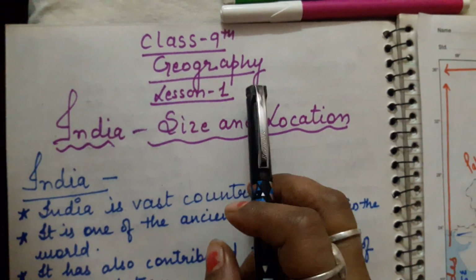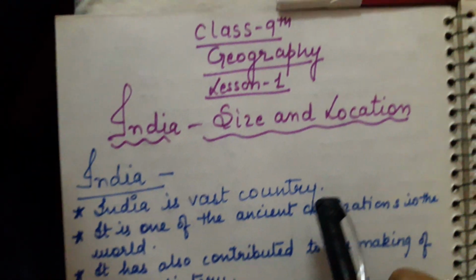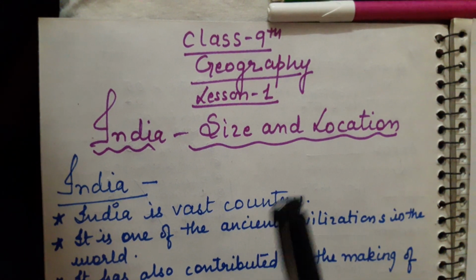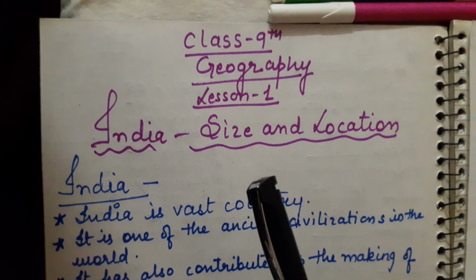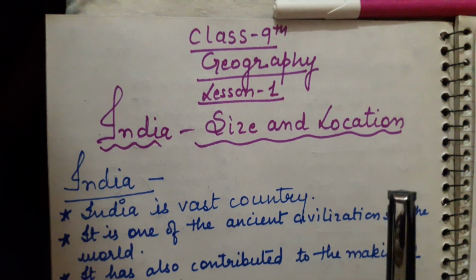Class 9th Geography, lesson number 1, India, size and location. So class 9, now we are going to start our lesson number 1, India. In this chapter, you are going to learn about the size and location of our country, that is India.